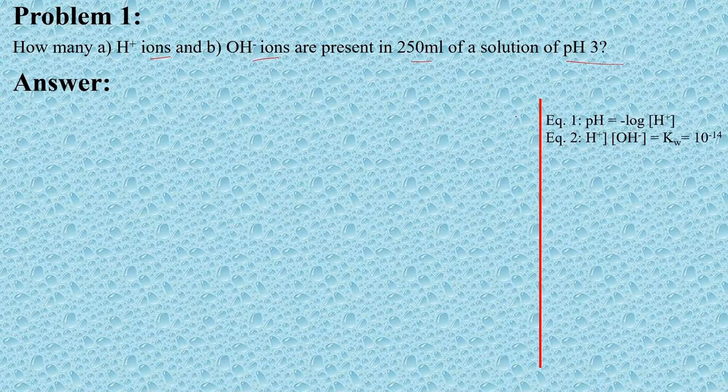So we use these two equations to determine the H+ ion concentration and OH- ion concentration. First of all, we use equation 1, that is pH is equal to minus logarithm of H+ concentration.